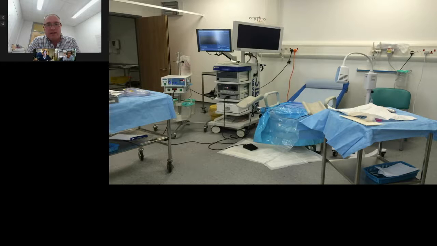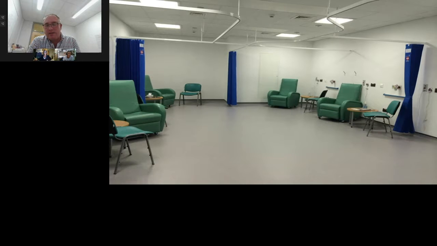Once the ablation's been completed, they'll then go into the waiting area. And you'll see there's no beds in this area, it's all reclining chairs. And the patients are encouraged to get up quickly following the procedure, have a cup of tea and some biscuits, and then they go home around 20 minutes following the procedure.